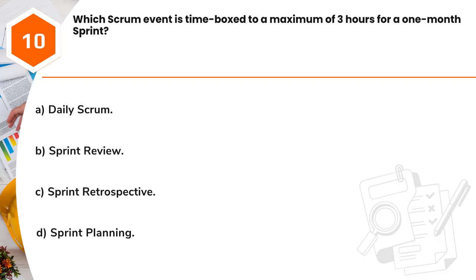Question 10. Which Scrum event is timeboxed to a maximum of 3 hours for a 1-month sprint? A. Daily Scrum. B. Sprint Review. C. Sprint Retrospective. D. Sprint Planning.